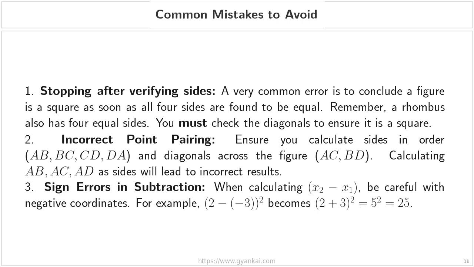Finally, watch out for sign errors during subtraction. This is a classic trap when using the distance formula. When you are calculating x sub 2 minus x sub 1, be extremely careful if you encounter negative coordinates. For instance, if you have 2 minus negative 3, remember that subtracting a negative is the same as adding a positive, so it becomes 2 plus 3, which is 5, and then squared, giving you 25. A small slip with a minus sign here can ruin your entire calculation. Keep these in mind as you practice, and you'll avoid the most common traps in coordinate geometry.